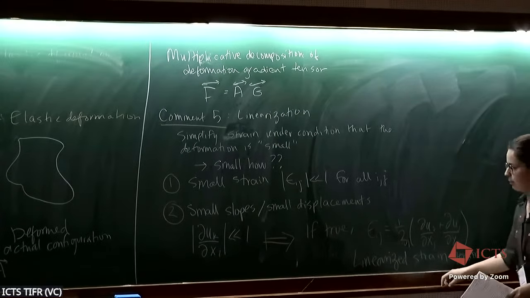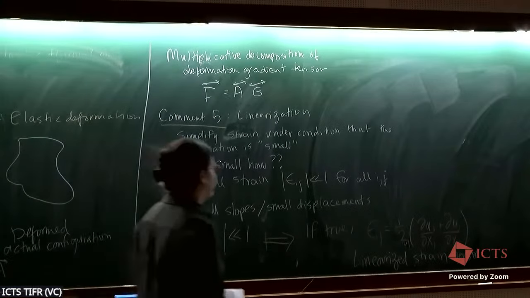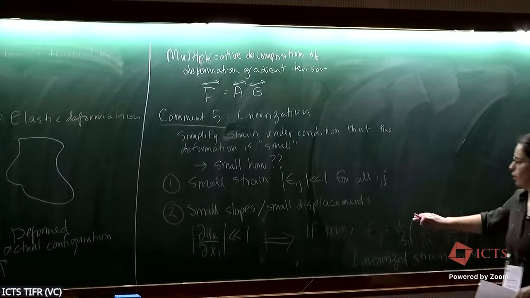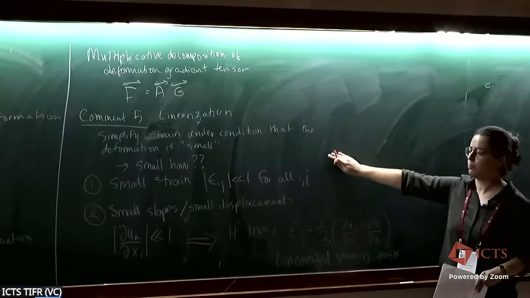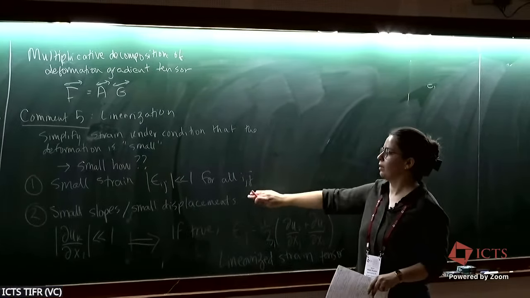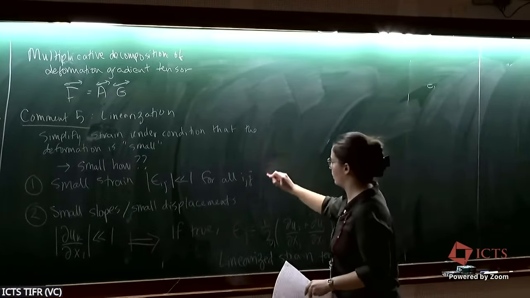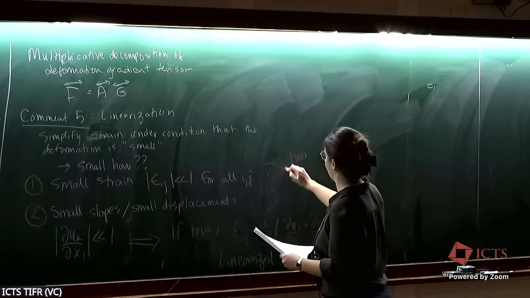This is what's called our linearized strain tensor. What I want to emphasize is that these are two quite different approximations, and the second is much stronger than the first. It is possible for you to have large slopes and small strains. Let me write this down. Two different approximations.